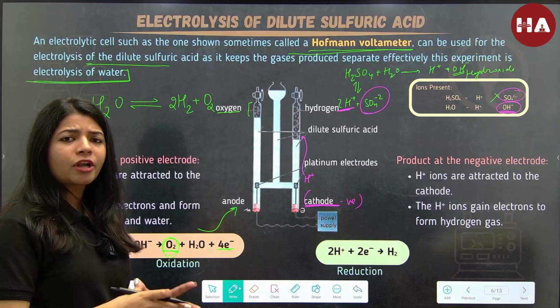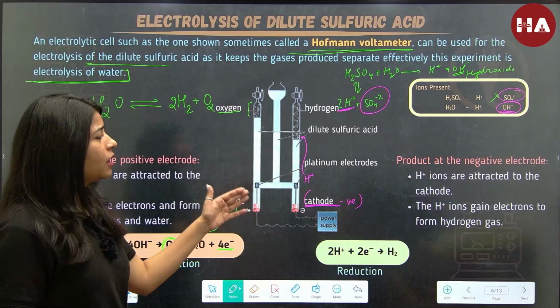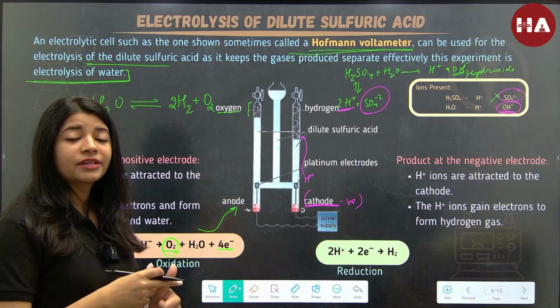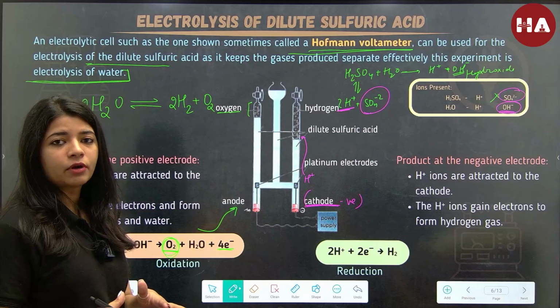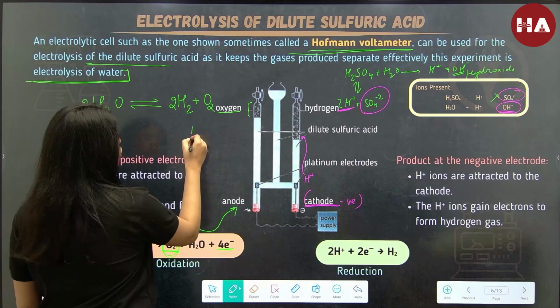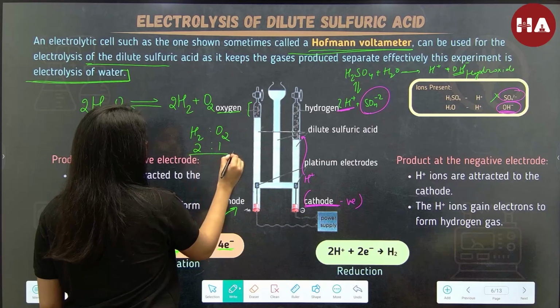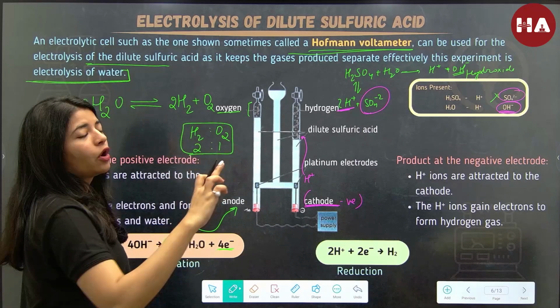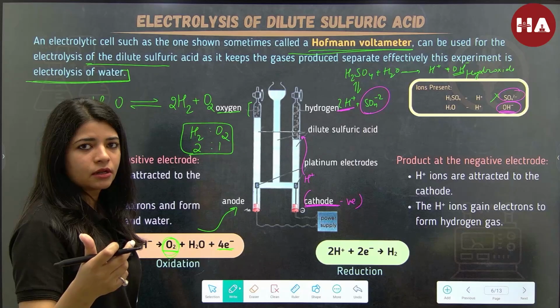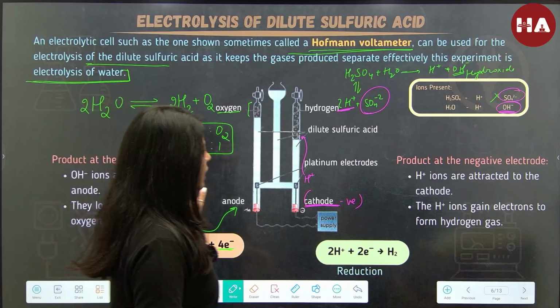Now, what questions are asked from this particular topic? First, they can ask what is the ratio of hydrogen and oxygen which are produced. So the ratio of H2 and O2 which is produced is 2:1, right? Twice the amount of hydrogen gas will be present. Got it. Now you can take a minute here.